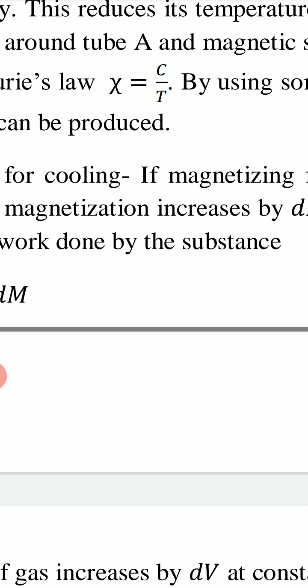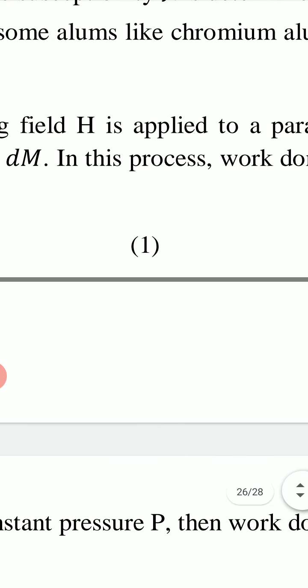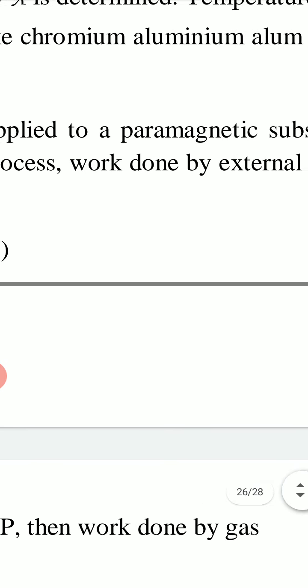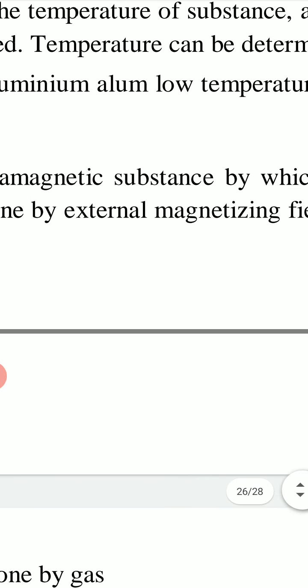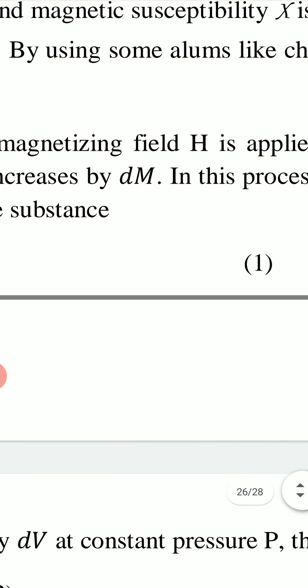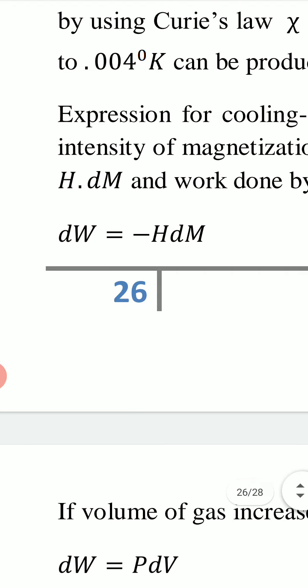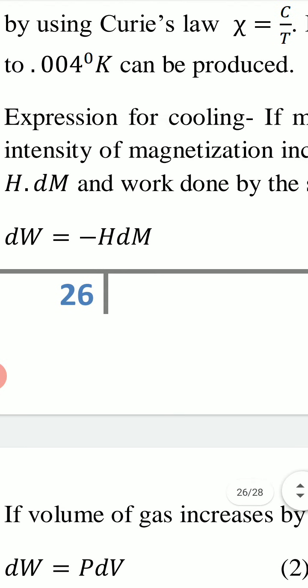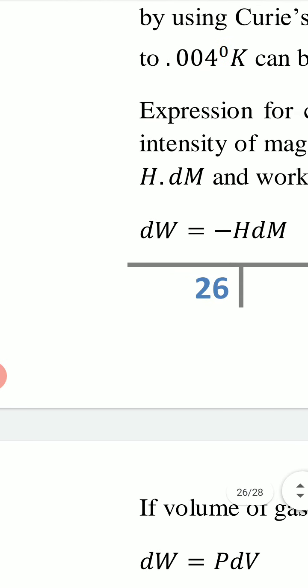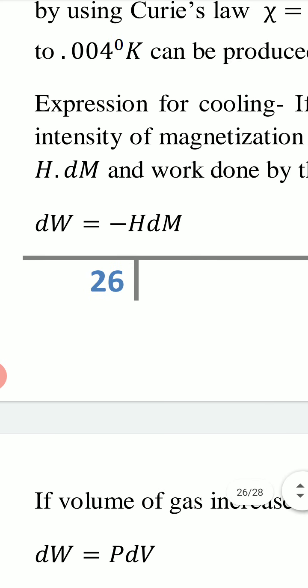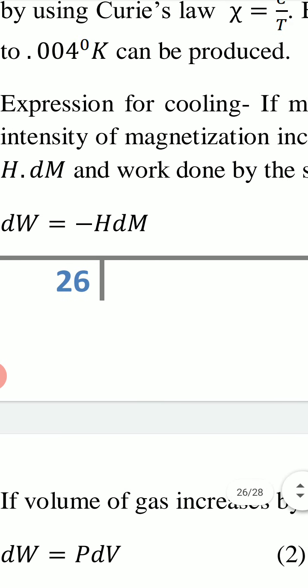By using some alums like chromium aluminium alum, low temperature up to 0.004 degree Kelvin can be produced. Now we will find the expression for cooling.